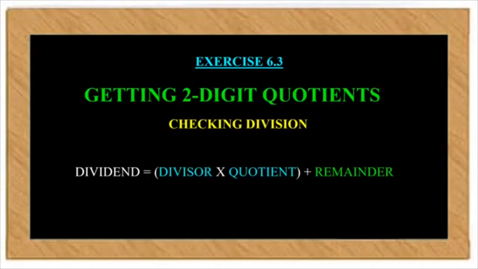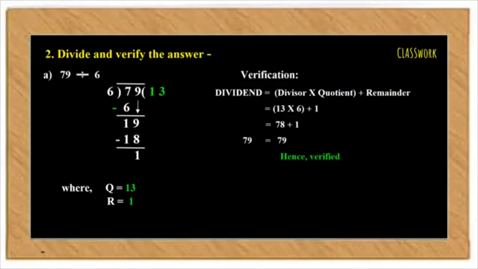Furthermore, the same division can be checked using the formula: dividend is equal to divisor multiplied by the quotient plus the remainder. This is similar to the concept of long division checking, which we have learned through the last video. We will try to solve a few problems to understand it better.